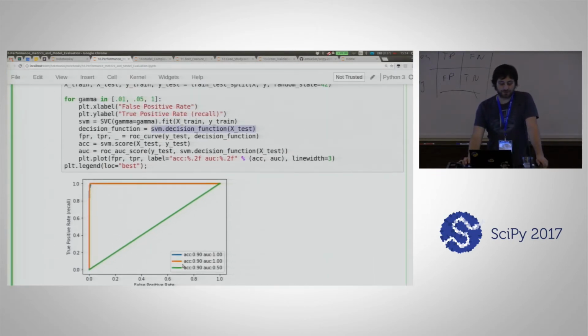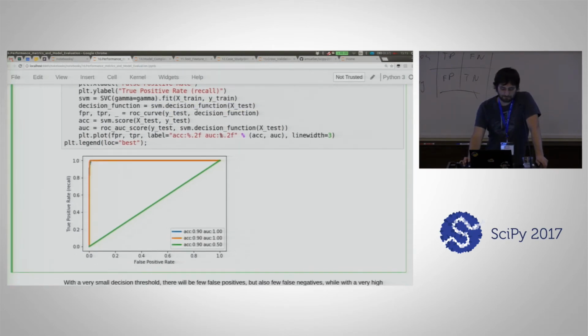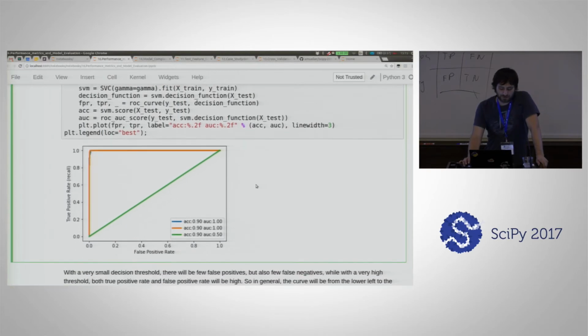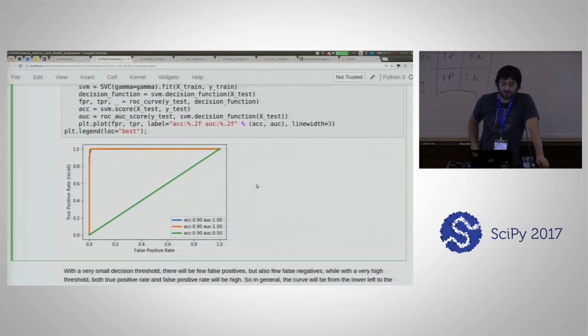Here I drew these for different values of gamma: 0.1, 0.01, 0.05, and 1. And all of them have an accuracy of 90%.